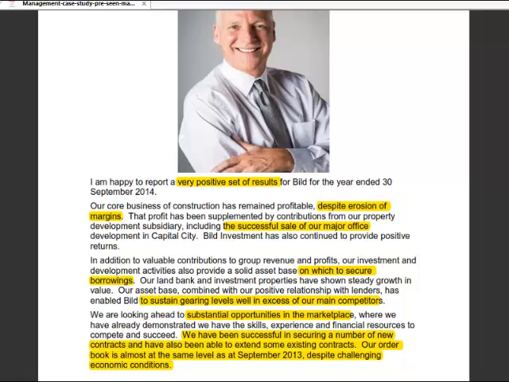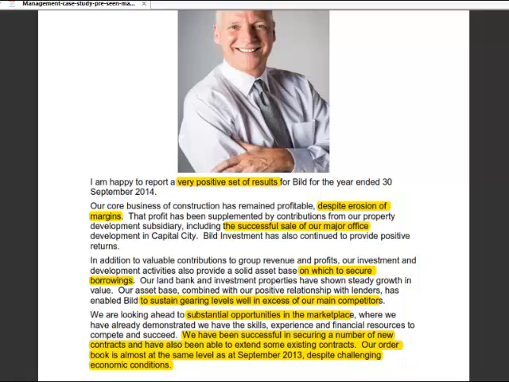So that word secure, does that imply that the money that's been borrowed, the extra money, has been borrowed on the basis of giving security of assets? We need to be very clear about that. Our asset base has enabled Bill to sustain gearing levels well in excess of our main competitors.